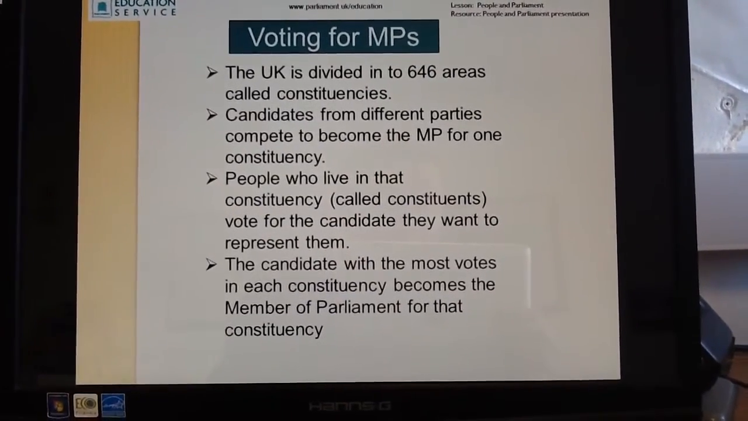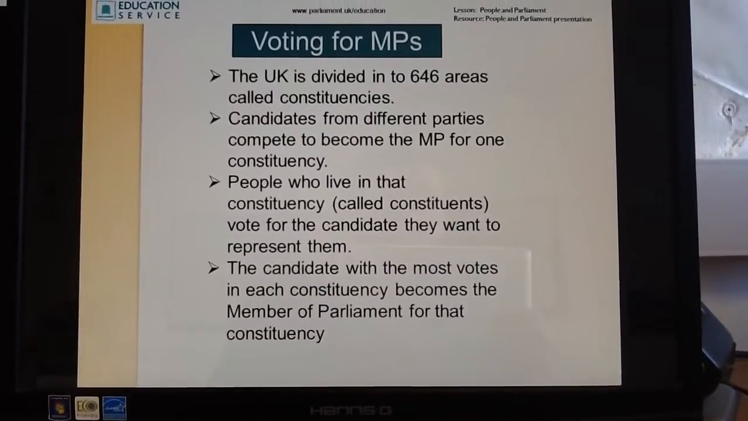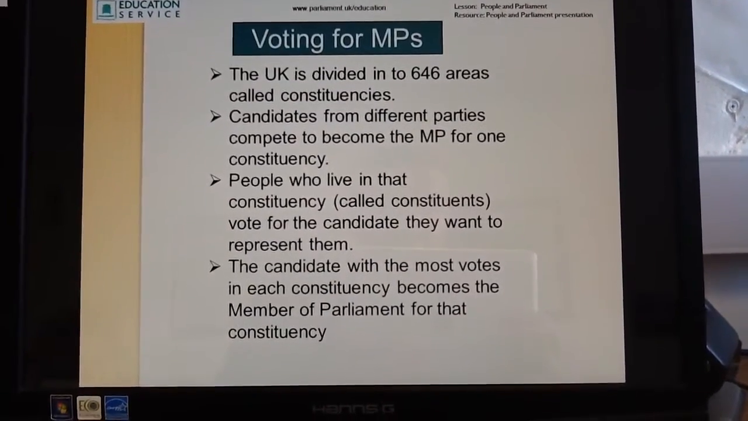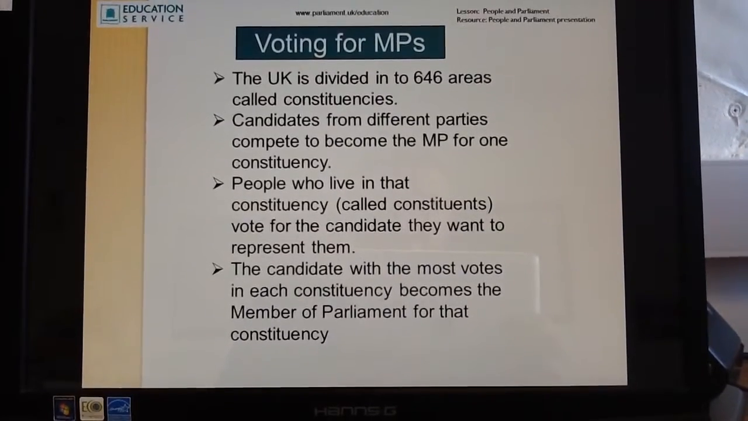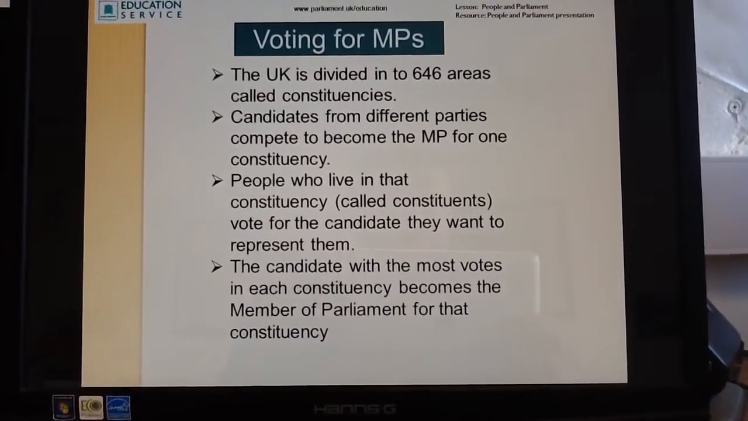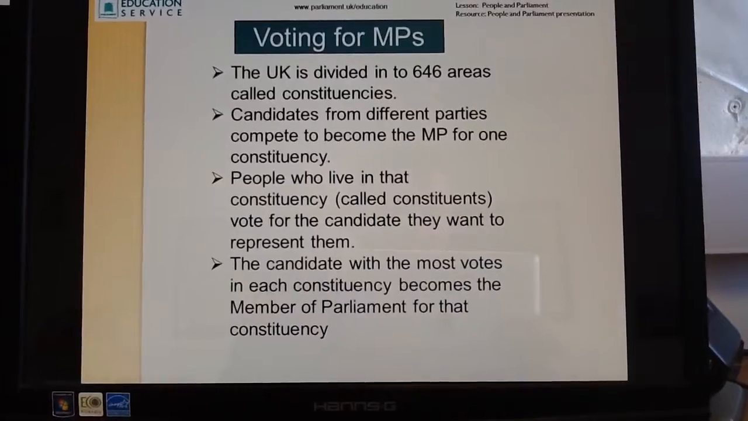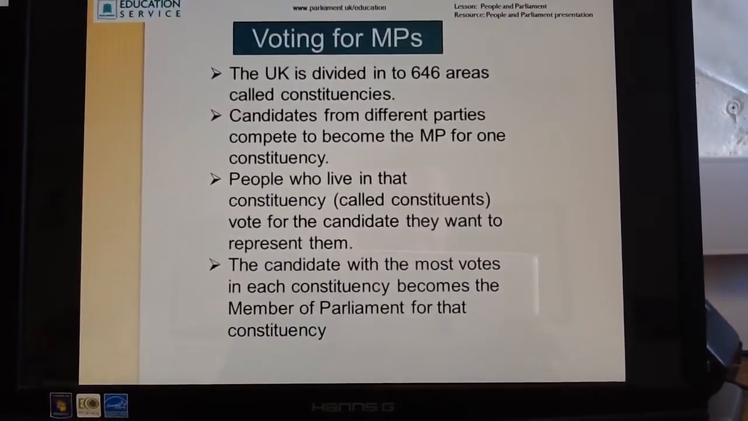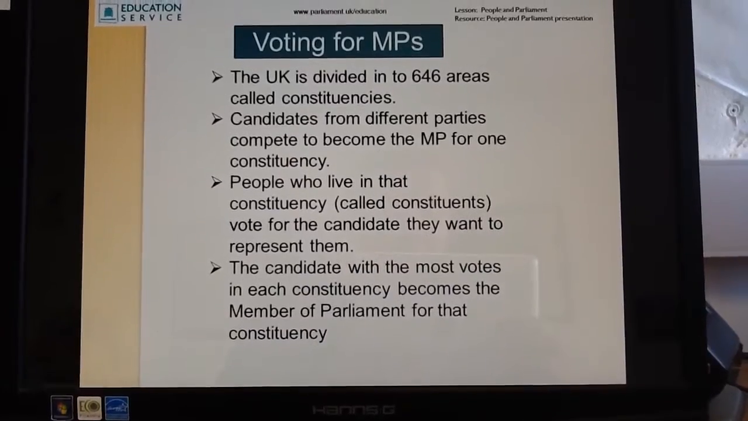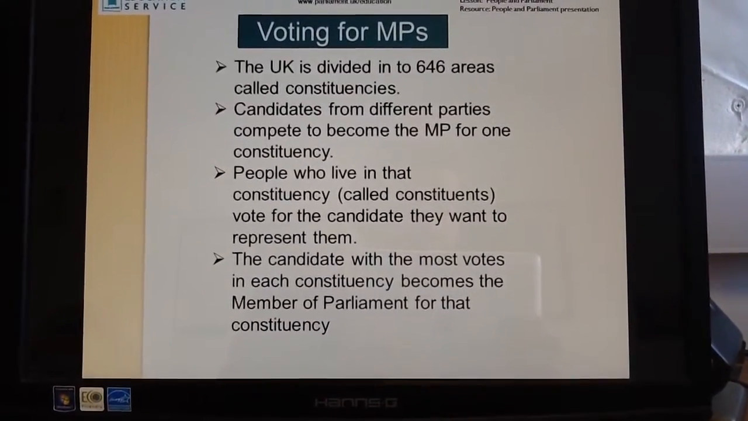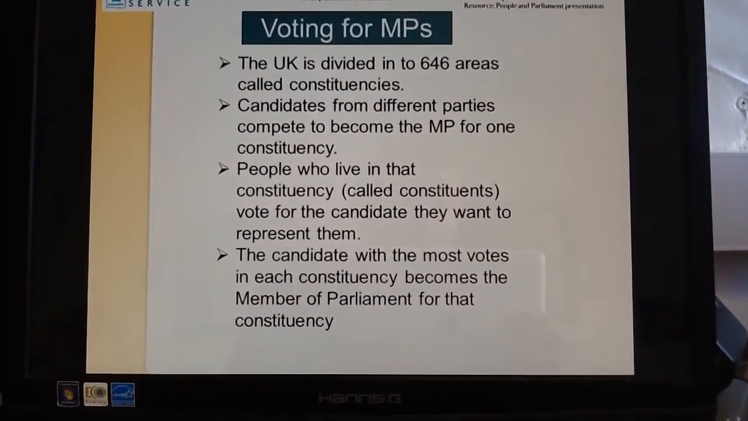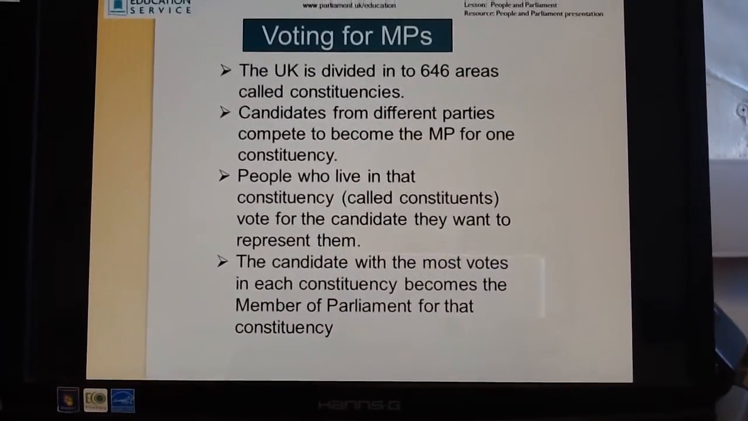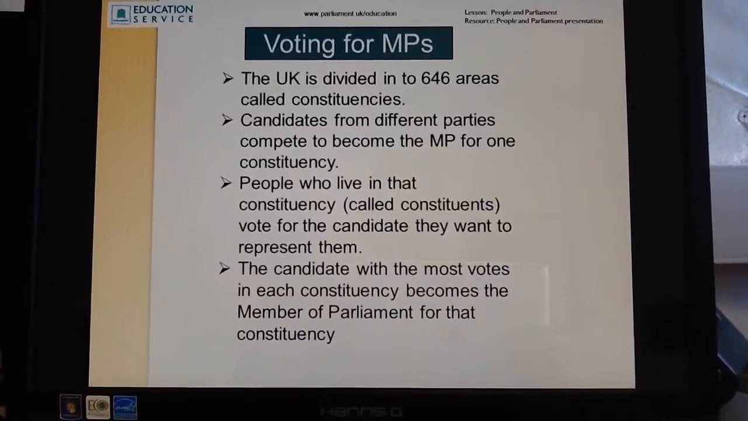So what actually happens in terms of voting for MPs is that the UK is divided into about 646 areas called constituencies, and candidates from different parties compete to become the MP for one of those constituencies. And obviously people who live in that particular constituency vote for the candidate they want to represent them, so they vote for the MP they want, and the candidate with the most votes in each constituency becomes the Member of Parliament for that constituency.